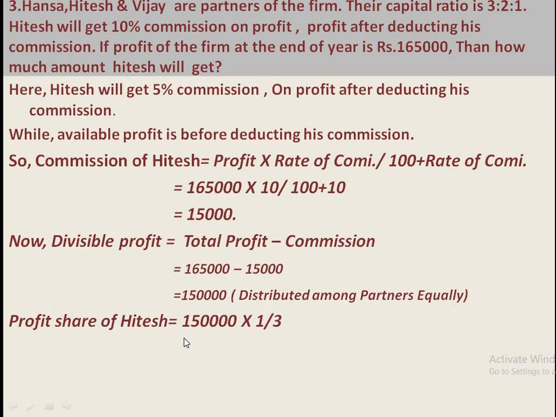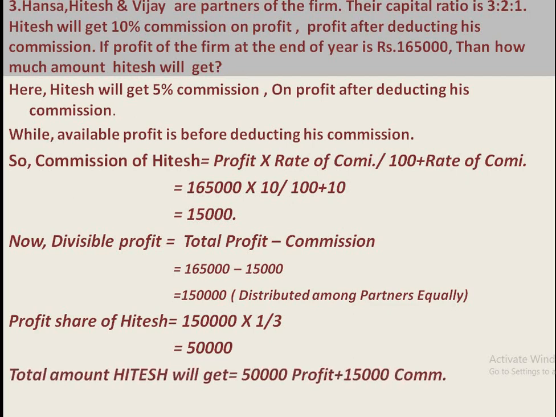So how much will Hitesh get as his share of profit? 1,50,000 is profit distributed among the partners 1:1:1, of course, equally. So three partners are there. So one third of profit is his share, so 50,000. Hitesh will get 15,000 as commission, 50,000 as profit share. Thus, the total amount Hitesh will get from the firm at the end of the year is 50,000 profit plus 15,000 commission. He will get totally 65,000.